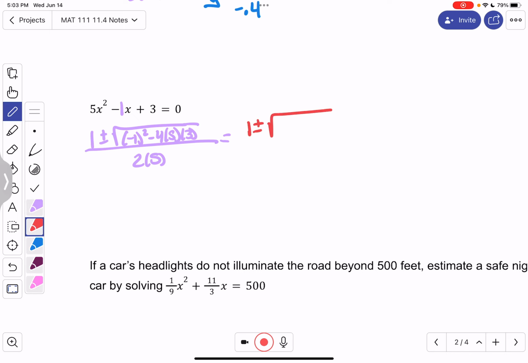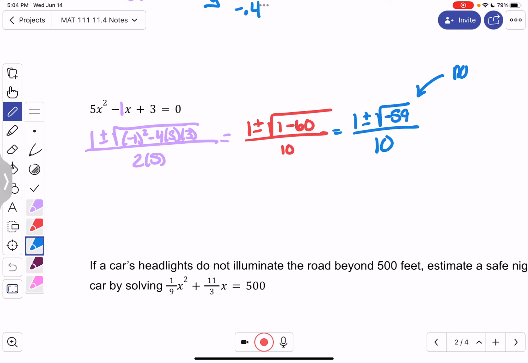Negative 1 squared is 1. Negative 4 times 5 times 3 is negative 60. 2 times 5 is 10. 1 minus 60 is negative 59. So now that we have this negative here, we know we're not going to get a real solution. Can't take the square root of a negative and get a real solution. So if we're dealing with real life or x-intercepts, there's none. If we're just trying to find all solutions, we need to keep going.